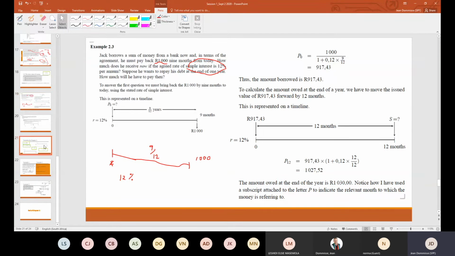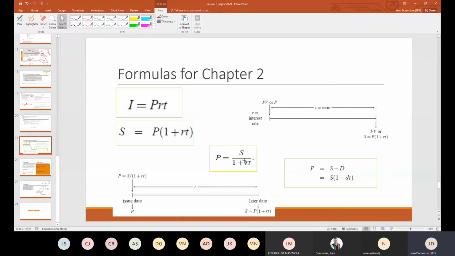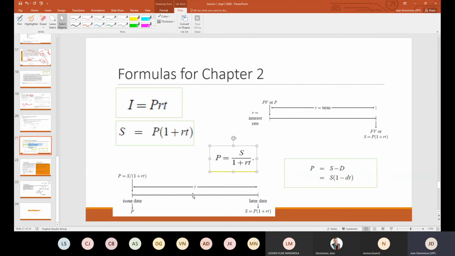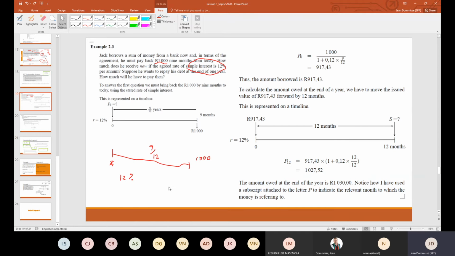So let me quickly see out of this, what would I have used? I would have used, sorry, let's quickly do it the other way around. I would have used that. So that would have been my formula that I would have used.